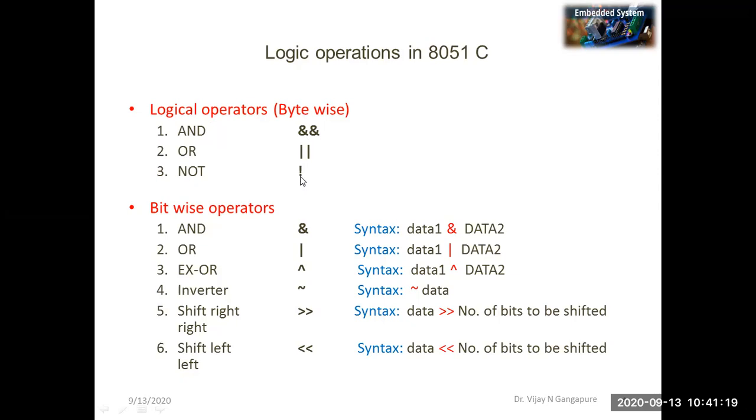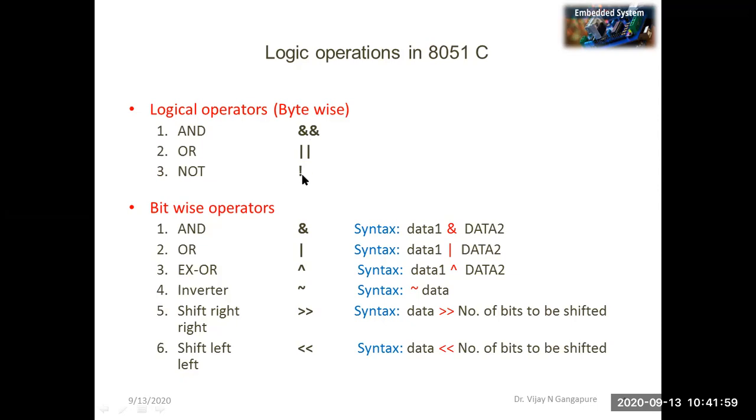For AND and OR logical operations, or byte-wise logical operations, we require two operands, that is 2 bytes, for these first two operators, and for the third operator, NOT, we require only one operand, that is 1 byte. That byte, as I told you, could consist of a non-zero value or a zero value. If it consists of a non-zero value, it represents true. If it consists of a zero value, it represents false.